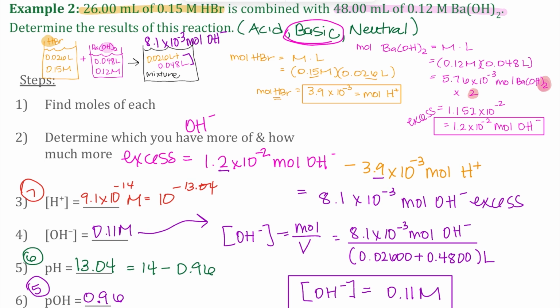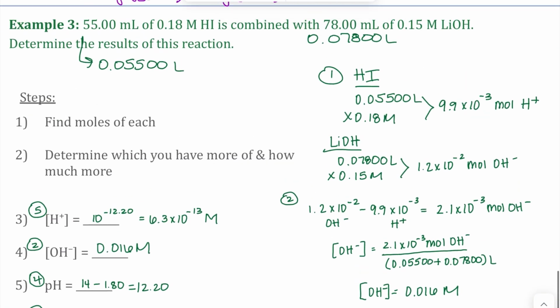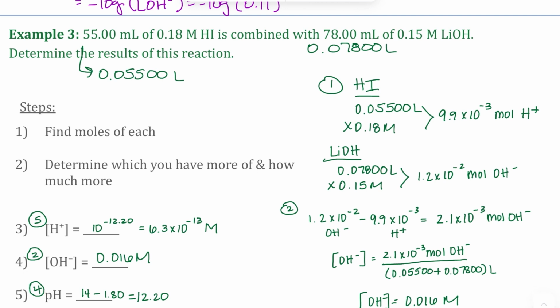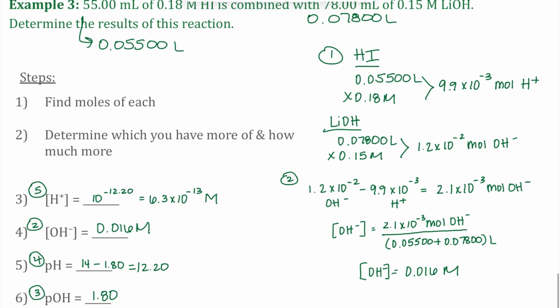I worked out example 3 ahead of time. Feel free to give it a try on your own so that you can take a look. This one does end up having an excess of OH again. So we start with finding that OH concentration, following similar steps to before.